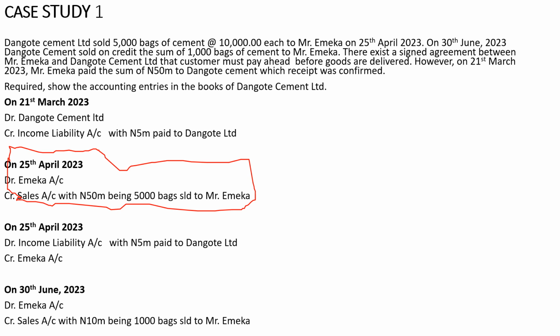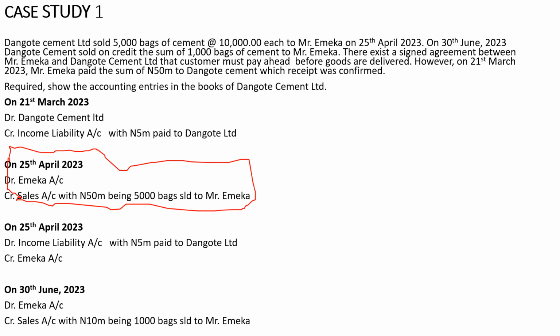Now on the 25th of March 2023, Mr. Emeka had paid 50 million ahead to Dangote Limited. What that means is, based on the agreement Dangote Limited has with Mr. Emeka, before Dangote Cement Limited would supply to Mr. Emeka, money must have been paid for the goods ahead before supply is made. That is the service level agreement, right? Different organizations have different policies, and you need to stick by it. So on the 25th of March, Emeka transferred 50 million to Dangote Limited.